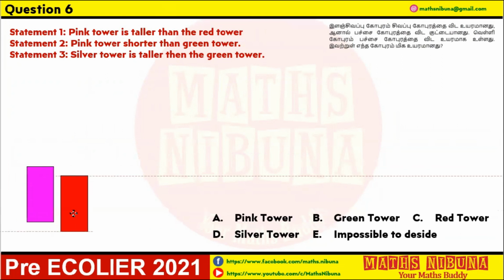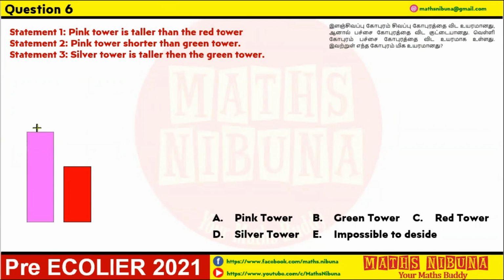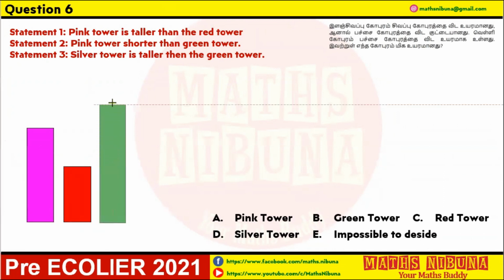And then let's say I have a red tower. So now just draw two towers. From statement one, the pink tower is taller than the red tower. That means pink must be taller. Now look at statement two. The pink tower is shorter than the green tower. Let's say we have a third tower, the green tower. Then the green tower must be taller than pink. They say pink is shorter than green.